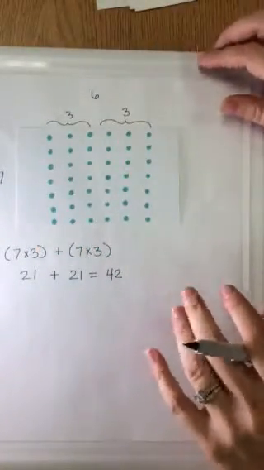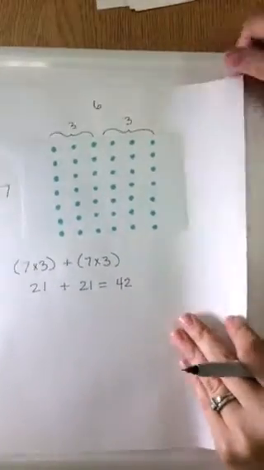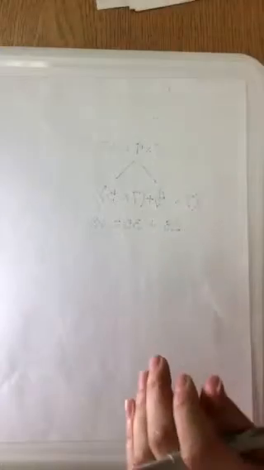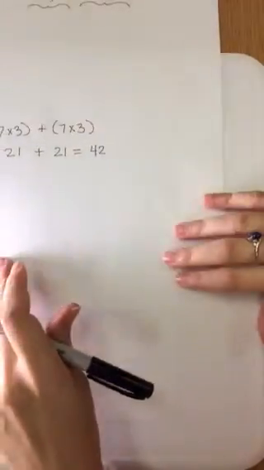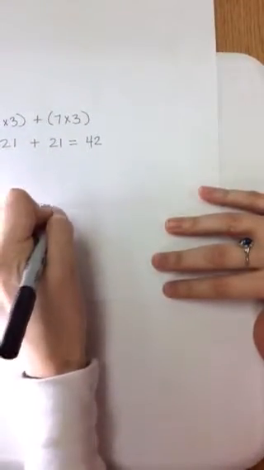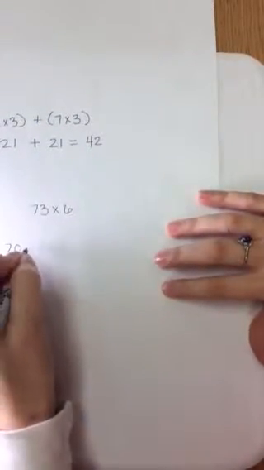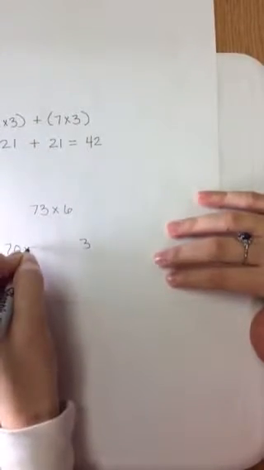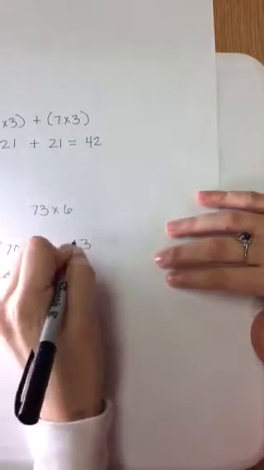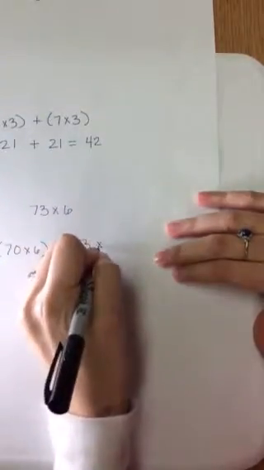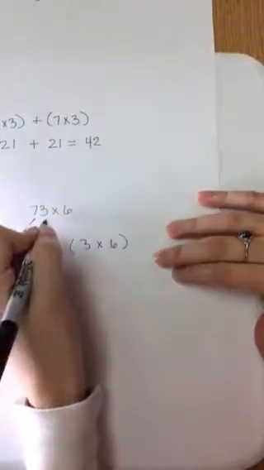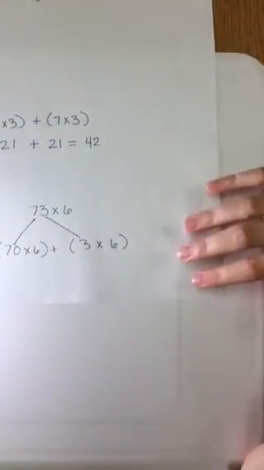This property is really beneficial because it can be used not only to help with basic facts, but it can help with more difficult multiplication problems as your child gets older. For instance, a problem like 73 times 6 could also be broken up using the distributive property. 73 could be broken up as 70 and 3. So instead of multiplying by 73, we are multiplying by 70 and 3.